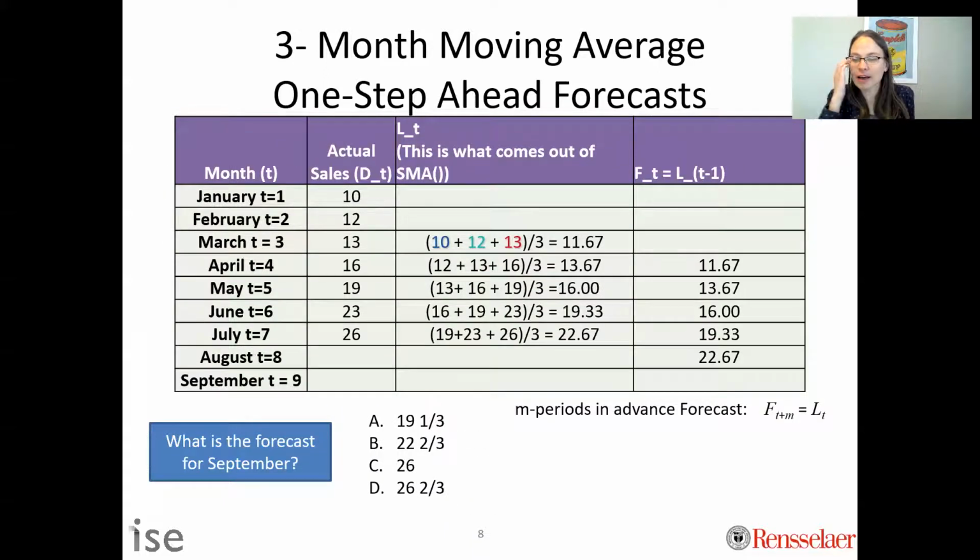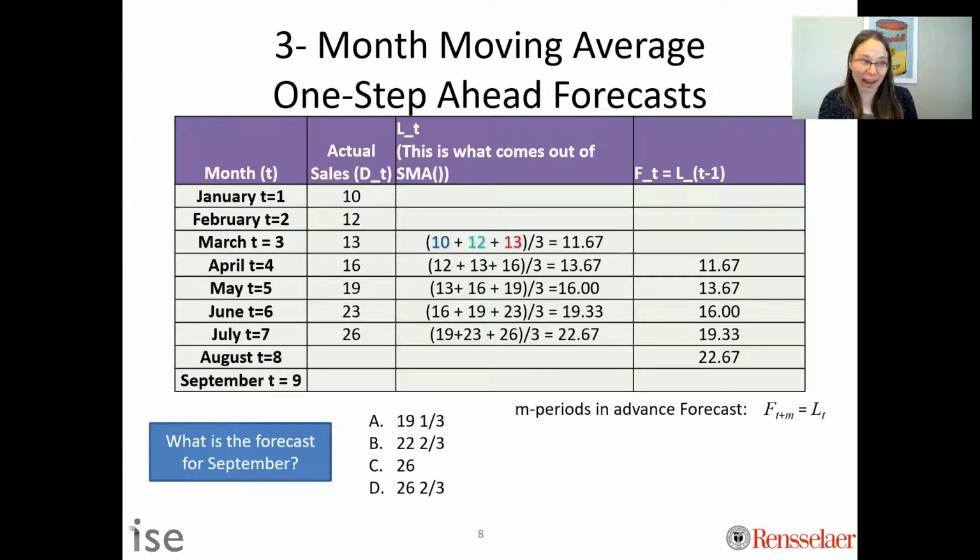All right, awesome. Now I'm going to ask you a different question. To note, we have not observed anything. The last observation of data we have is in July. So D of 7 is our last piece of data. I'm standing at, let's say, August 1st. And I now want you to tell me, what is my forecast for September? Again, please pause this video and think through it.